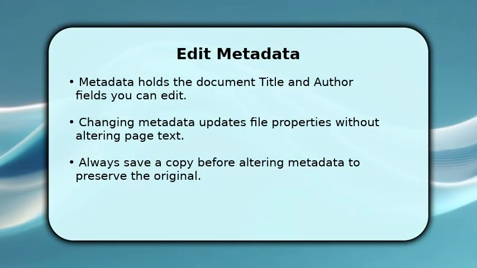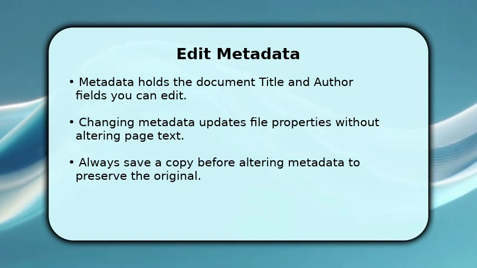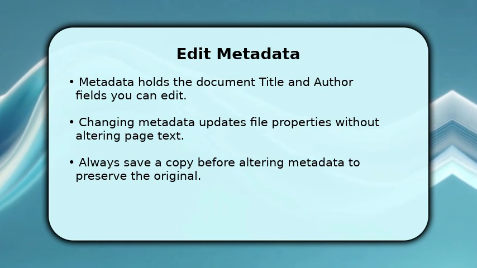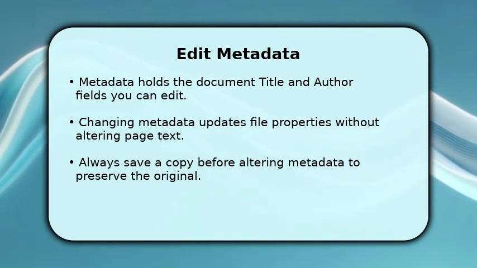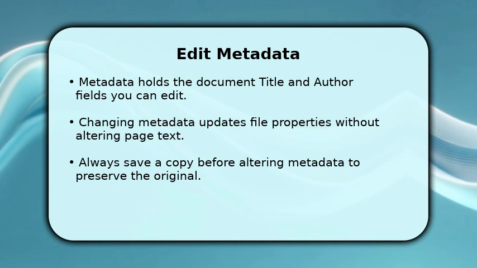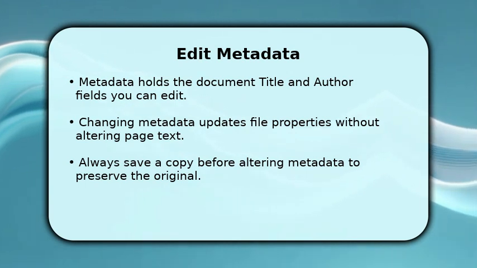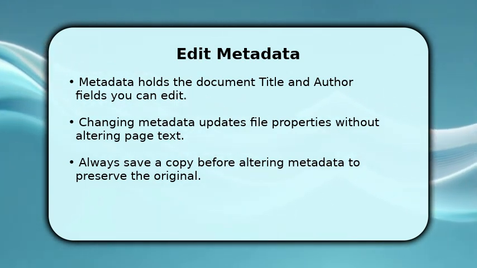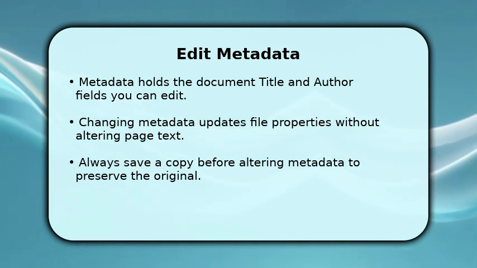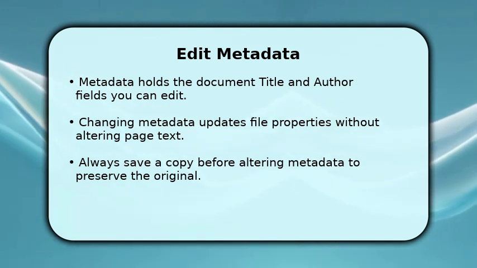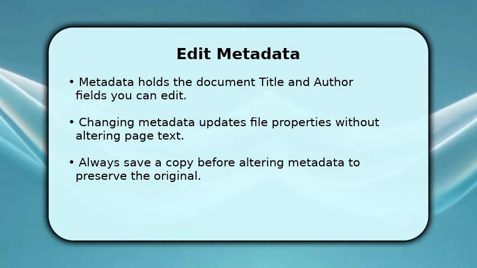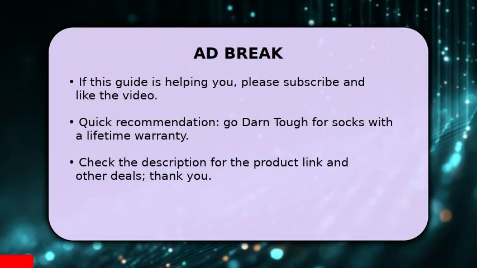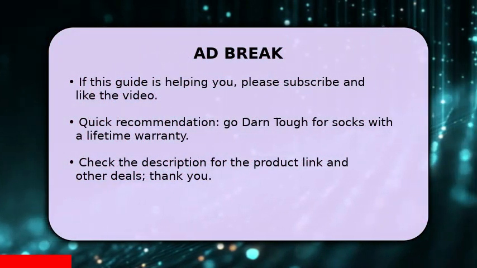Open the File Properties or Metadata panel in your PDF editor and locate title, author, subject, and keywords. Replace any old name entries with the new name exactly as you want them to appear. Apply changes and confirm by closing and reopening the file properties. If your editor supports batch metadata edits, you can update multiple PDFs at once, which saves time when renaming many documents quickly and consistently.